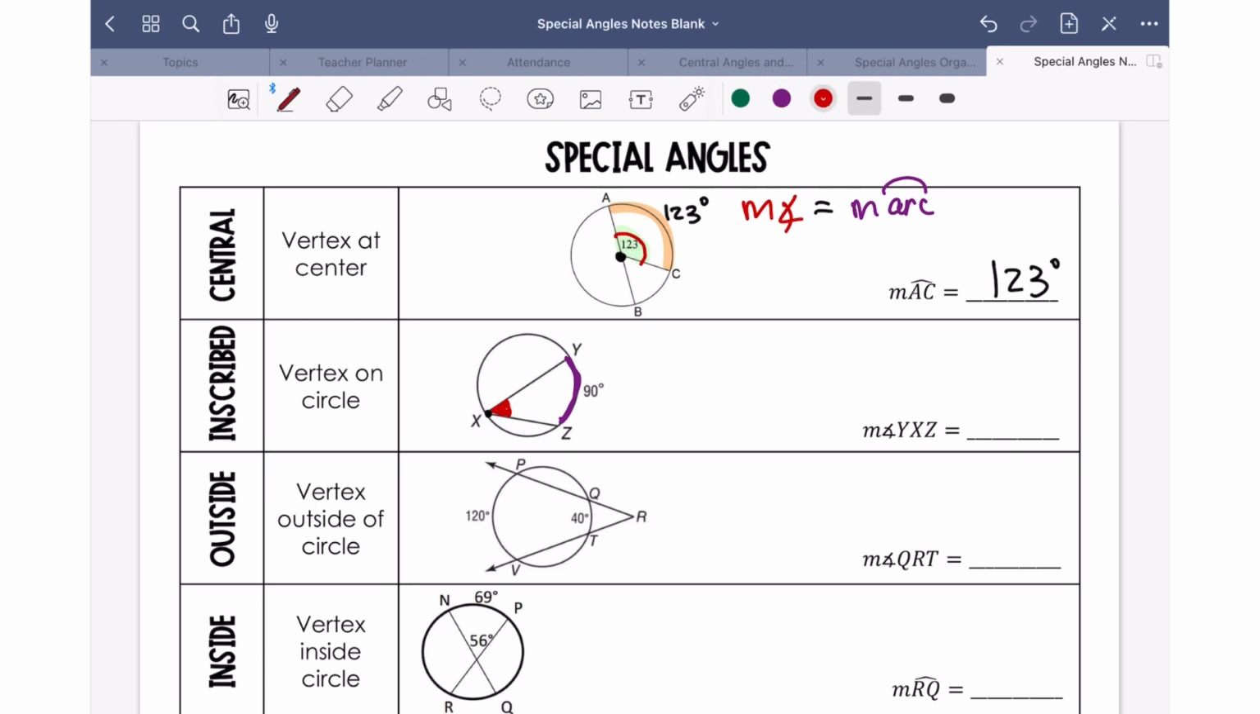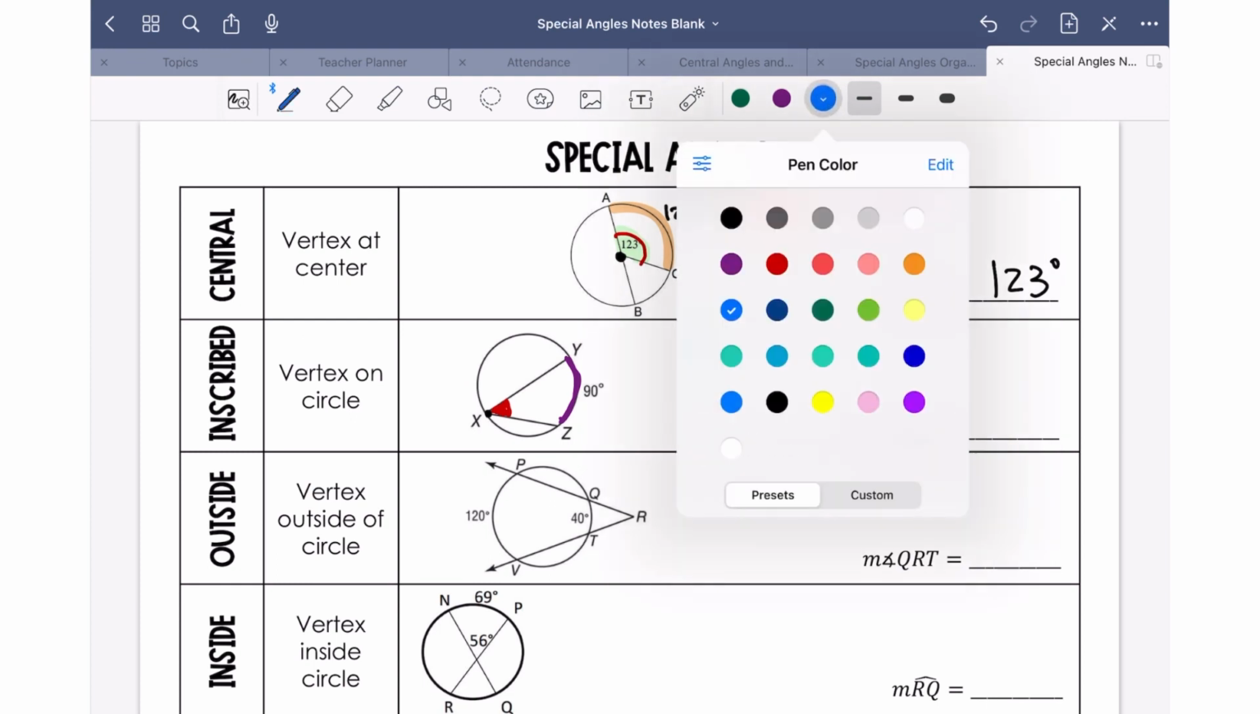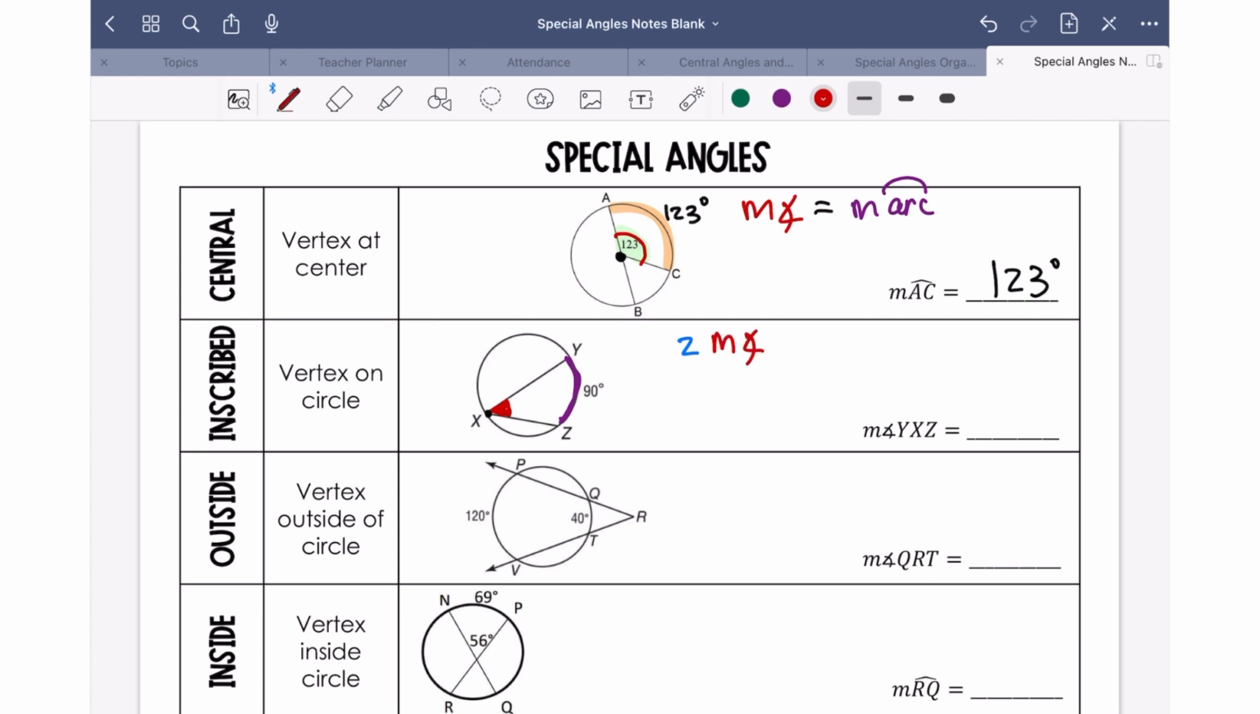And let's write our formula. So look at your formula, look for inscribed. And the formula is 2 times the measure of the angle is equal to the measure of the arc. Okay, so you always want to write your formula first, and then we plug in all the missing pieces. So the number 2 is just going to stay the same. It's a 2. 2 times the measure of the angle.